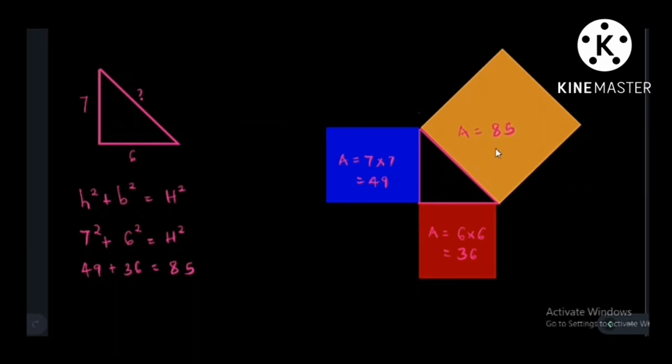So how do we then find the size or the length of the hypotenuse? So we have H squared being equal to 85. So for us to find the size of the hypotenuse, we are going to find the square root of 85. Using your calculators, the length of the hypotenuse should be given by 9.22 units.